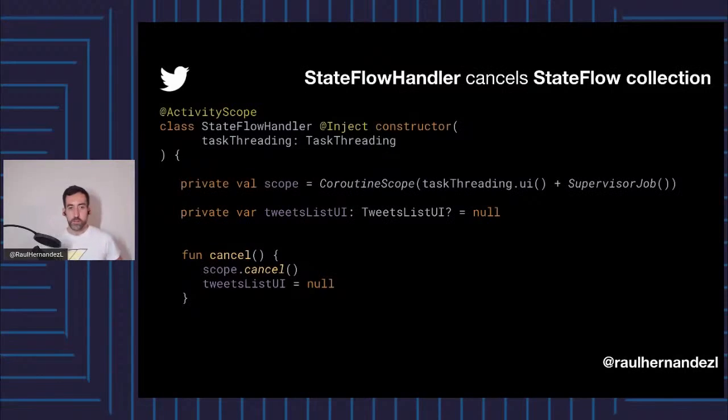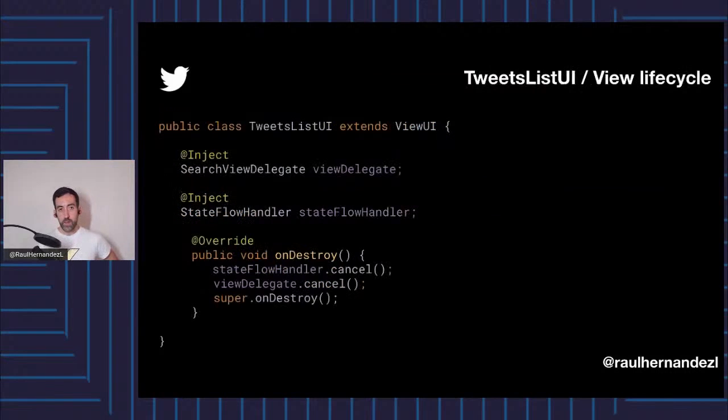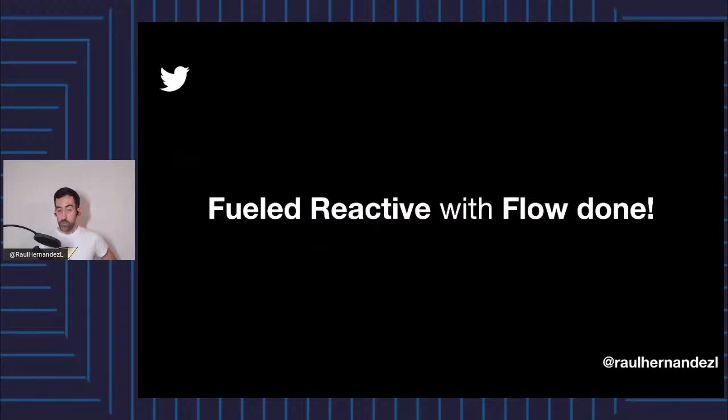Then in the stateflow handler, we'll cancel everything to make sure that structured concurrency is working for us. Because this is a helper of the view, we'll make sure that the reference of the view is null, because we don't want to have memory leaks. Otherwise, we want to have it. And then from the view, when we do launch on the activity's lifecycle, we are canceling everything to make sure that there are no memory leaks. So that's all for the implementation.